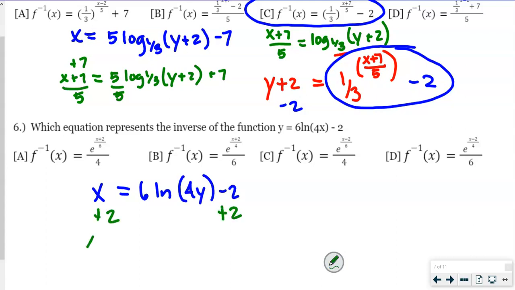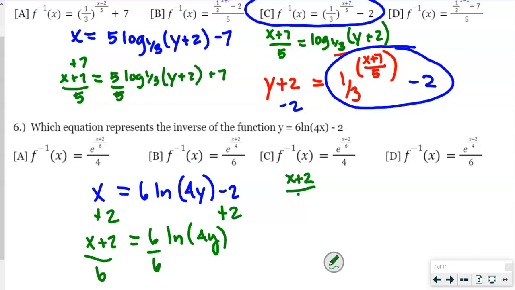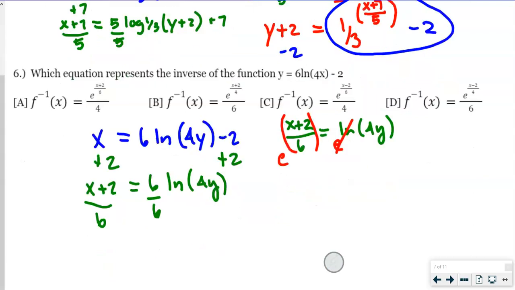We are. So this can be x plus 2 equals 6 times ln of 4y. So now we are going to divide both sides by 6. So that's going to give us x plus 2 over 6 equals our ln of 4y. Now how do we get rid of an ln? We take it to the e power, right, guys? So we're taking both of these to the e power, and that's what's going to cancel that out. So now just remember that e's and ln's are inverses of each other, so they do cancel each other out.